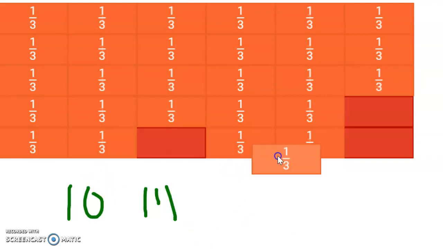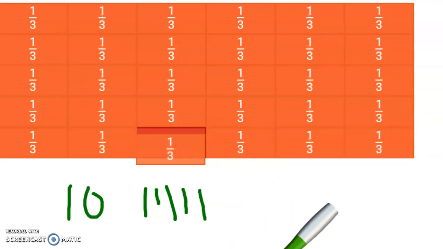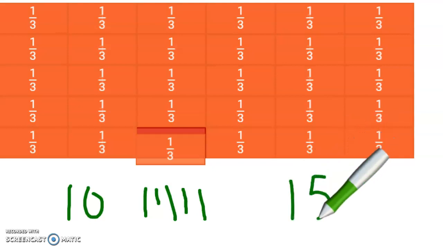Here's 1, here's 2. Okay, and then we have 1 left over. Here's 1, and here is the next one. So when I add these together, my little tally marks here, I have 10, 11, 12, 13, 14, 15. So I can get 15 batches of 2/3 out of my 10 cups.